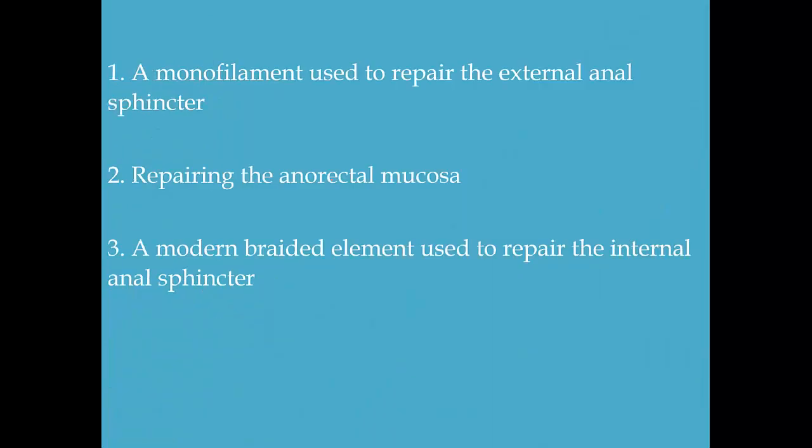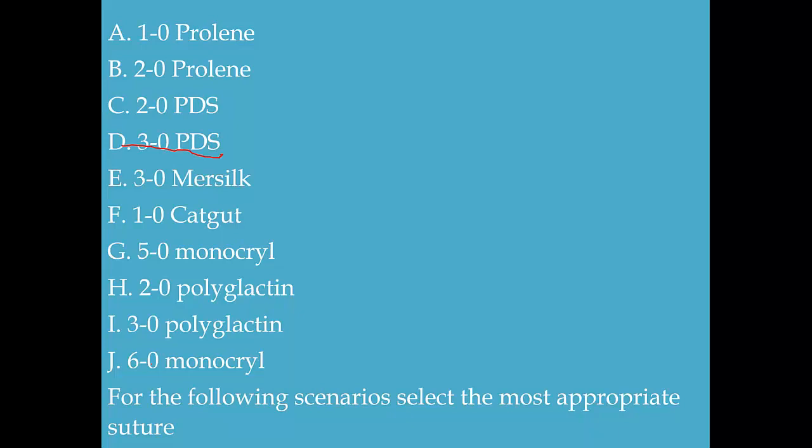Next, the repair of anorectal mucosa. Anorectal mucosa is repaired with 3-0 polyglactin or Vicryl. So 3-0 polyglactin, Vicryl, is for repairing the anorectal mucosa. So the answer here is I.